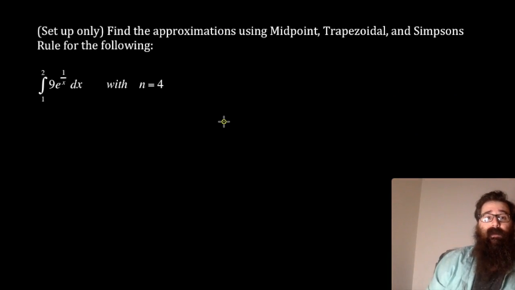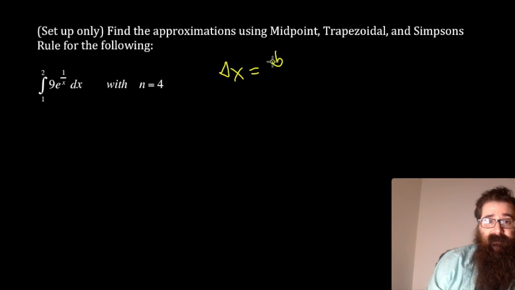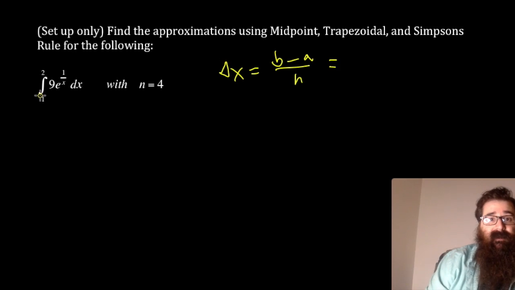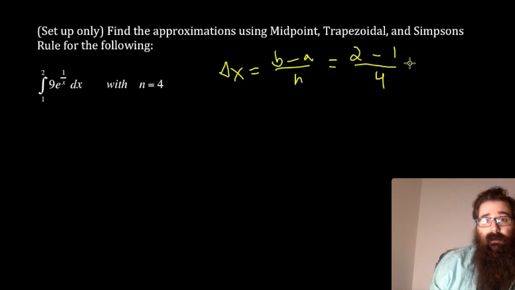The very first thing that we want to do is calculate delta x. Delta x is given as b minus a all divided by n. In this case, a and b are the lower and upper bounds on the integral. So b is 2, the upper bound, minus a, the lower bound, which is 1. And this is all divided by n, which is given as 4. Then we compute this. 2 minus 1 gives us 1 over 4 is 1/4, or we could write this as a decimal, 0.25.